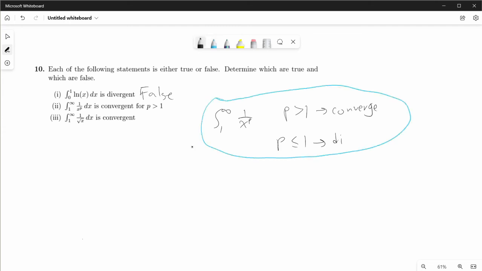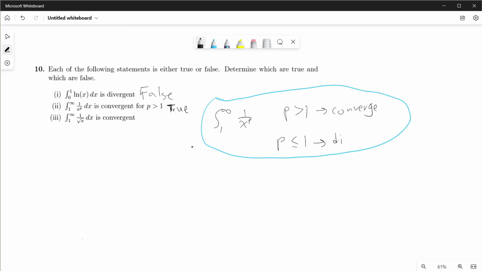It comes in handy here directly as the question, or it might be in comparison tests when you compare it with other improper integrals. But in this case, number 2 will just be true because that's just what the statement says.